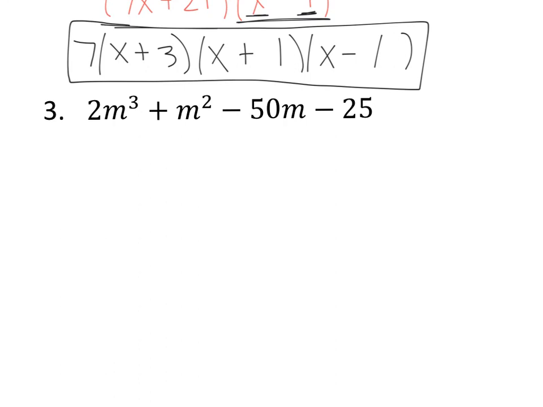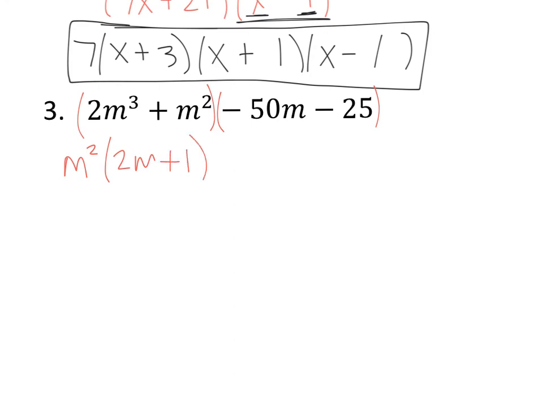Let's look at number 3. One more example here. So I look at these terms and I first ask myself if I want to regroup. And I don't want to regroup them. They're already good the way they are because I can take out a GCF of each of the two terms. And the GCF of 2m cubed plus m squared would be an m squared. M squared times what gives me 2m cubed? Times a 2m.